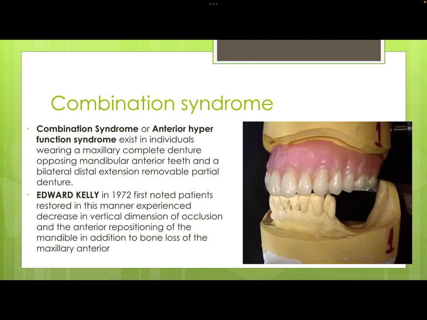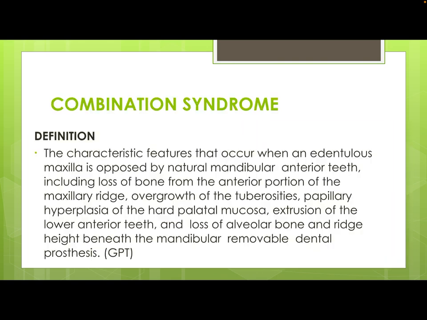So when we talk about a single complete denture, there is a phenomenon called combination syndrome. Combination syndrome has synonyms. It is also known as anterior hyperfunction syndrome, or Kelly syndrome. Edward Kelly in 1972 first noted that patients restored in this manner experienced a decrease in the vertical dimension of occlusion and anterior repositioning of the mandible, in addition to bone loss of the maxillary anterior. There are 5 typical features for a combination syndrome, which we will see again.